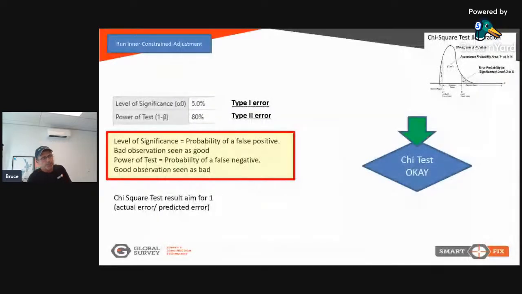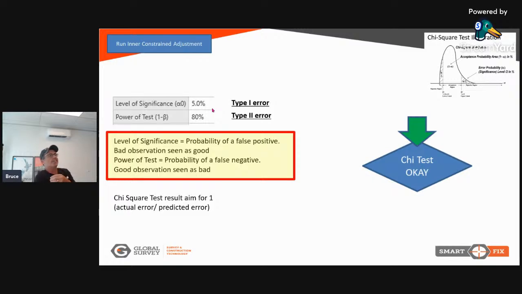Once we start in the least squares process, one of the first tests we run is the chi-squared test. Essentially, this allows us to understand how accurate our data is. There are two parameters we need to enter here: the level of significance and the power of test. The level of significance is also known as a type 1 error, and the power of test is also known as a type 2 error, and it's a statistical type scenario.